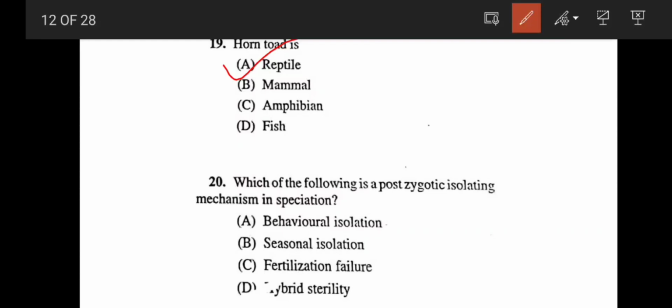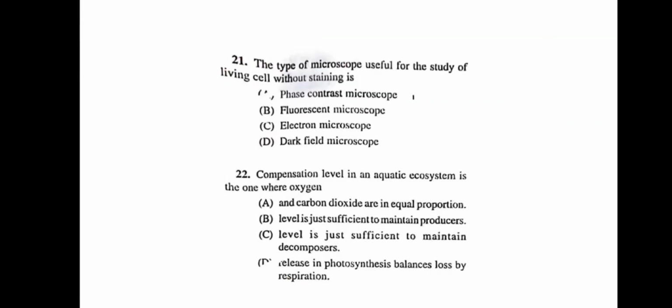Next, which of the following is a post-zygotic isolating mechanism in speciation? Hybrid sterility is the post-zygotic isolating mechanism in speciation. When the zygote is formed after fertilization, only then hybrid sterility occurs, and it is a kind of isolating mechanism. So the correct answer is option D.